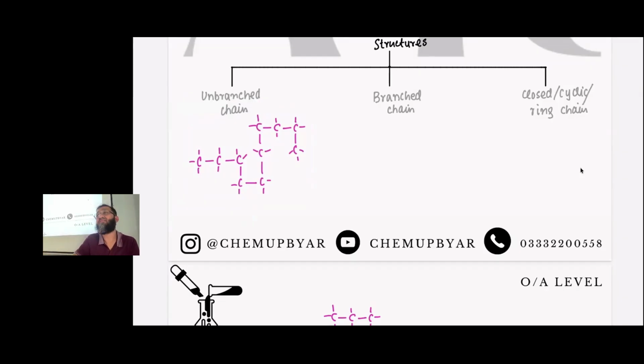No, it doesn't matter. A straight chain can also have a double bond. There is nothing to do with a straight chain or branch having a double bond.